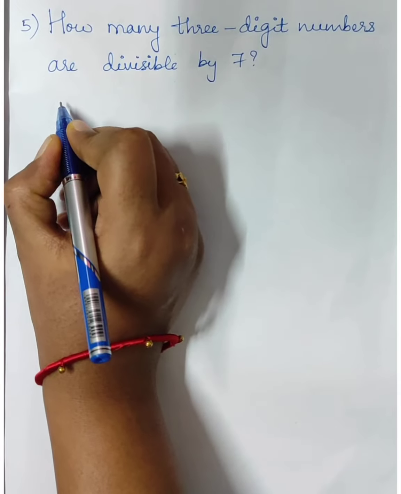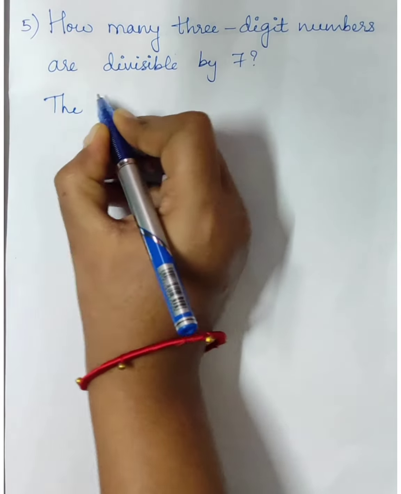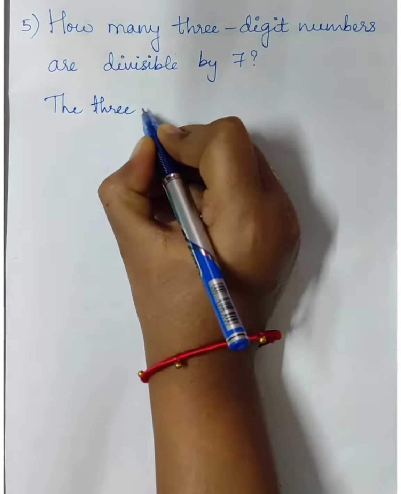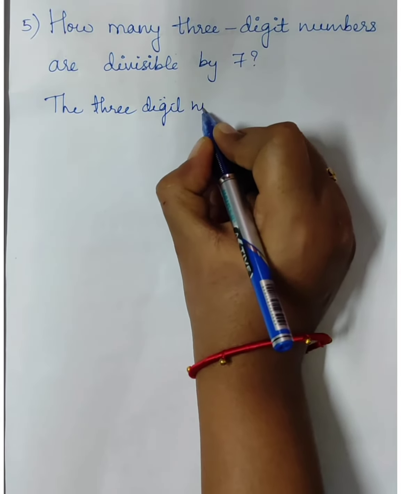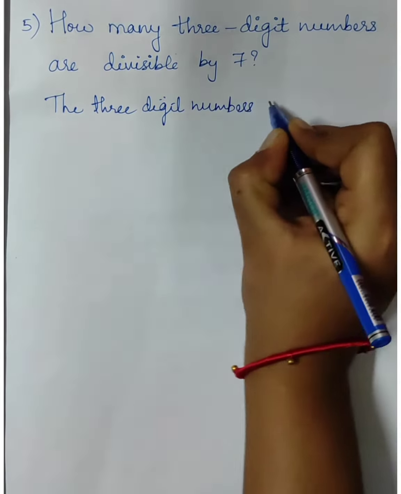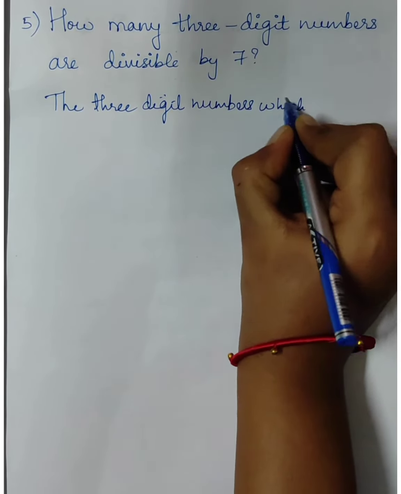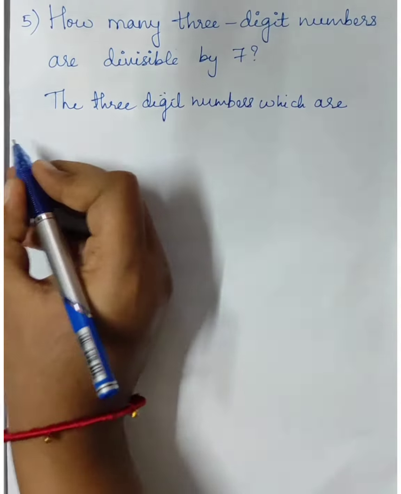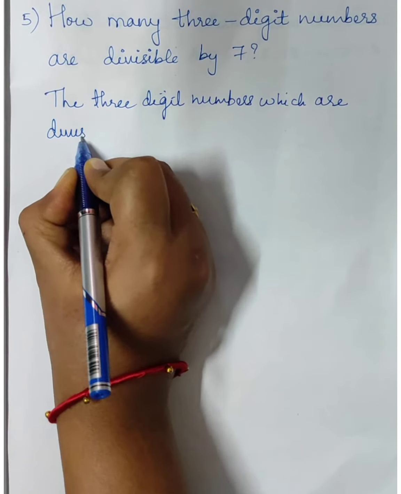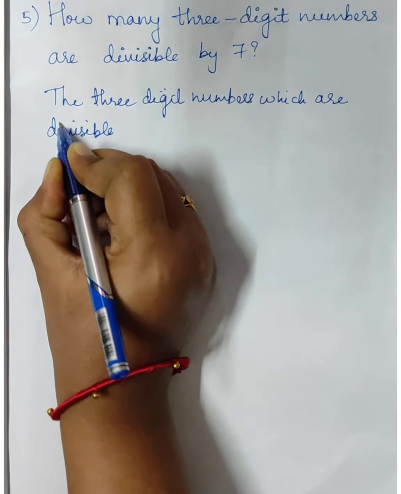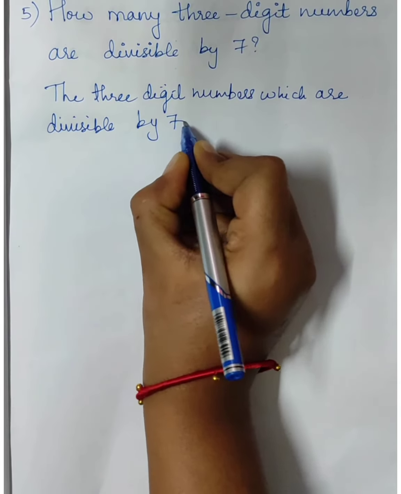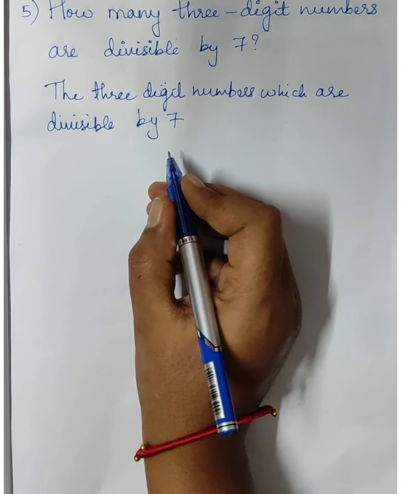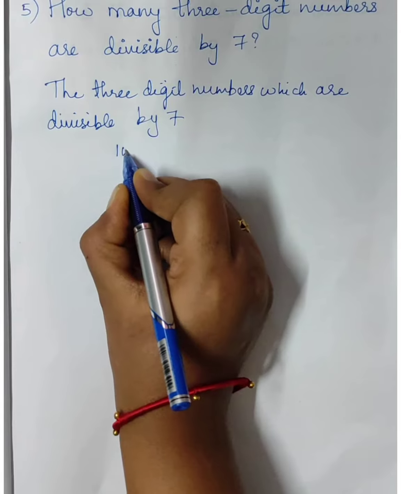So let me write the solution here. The 3-digit numbers which are divisible by 7. Okay. See, it starts with what? 105.